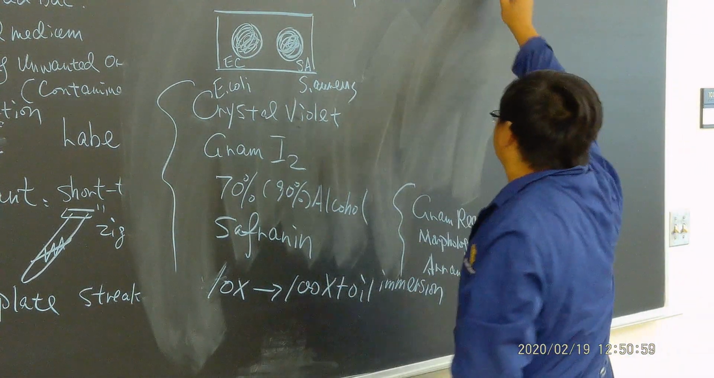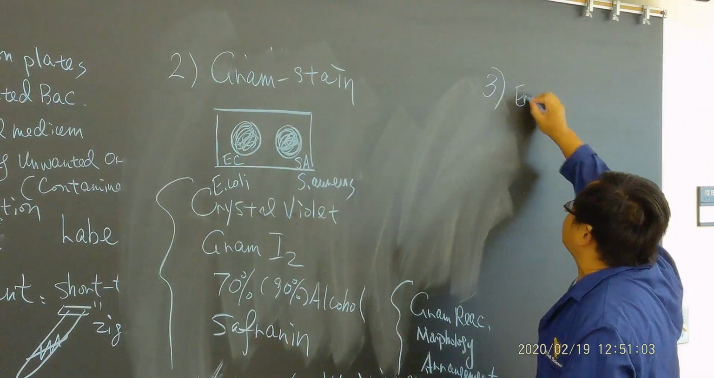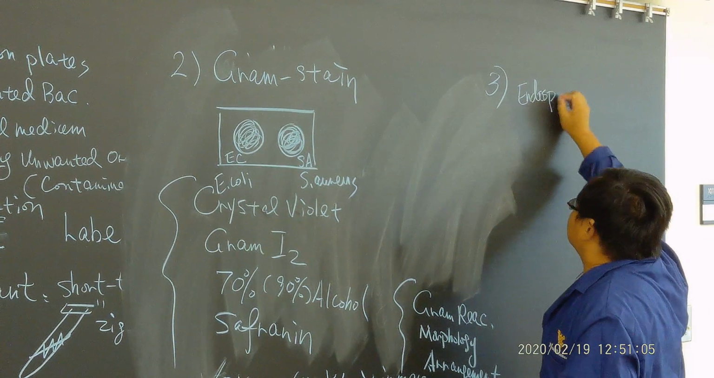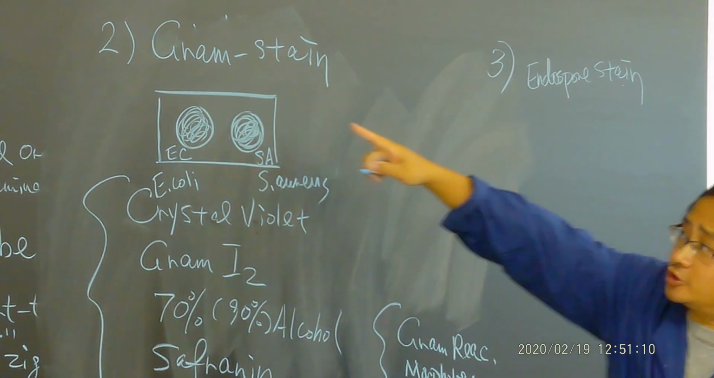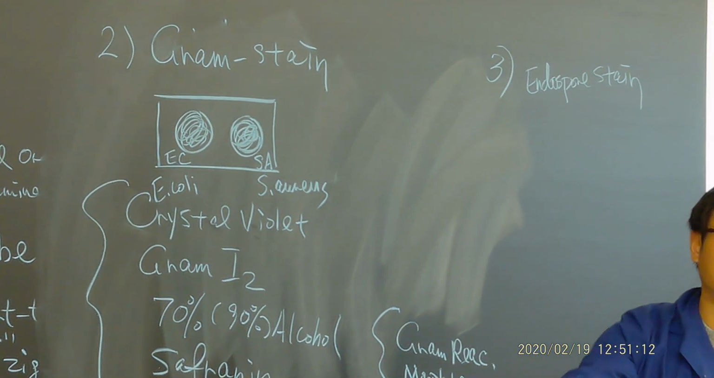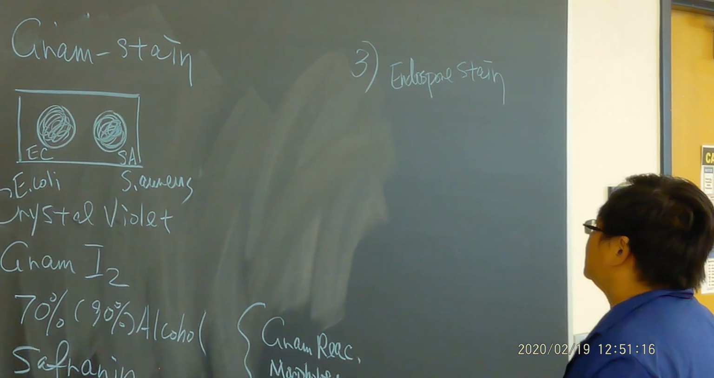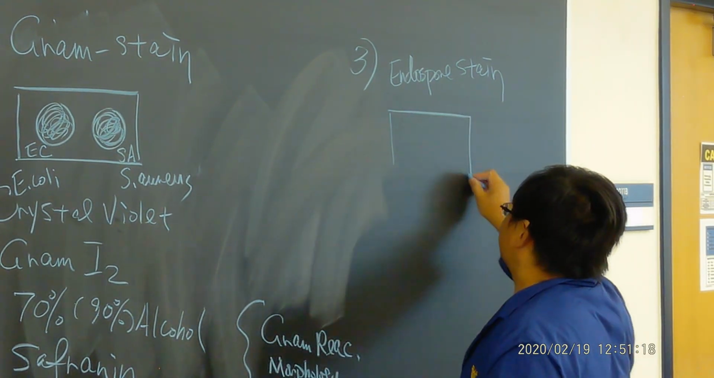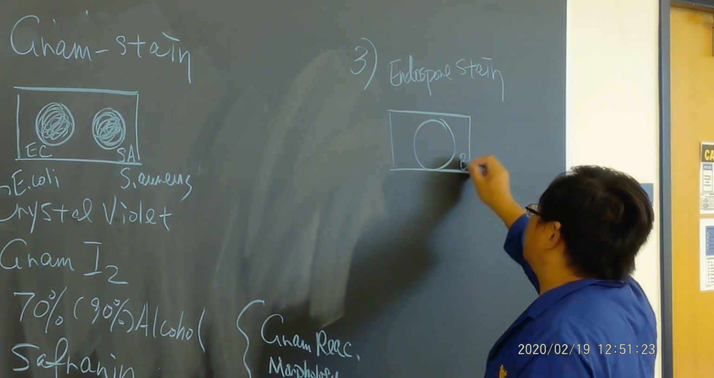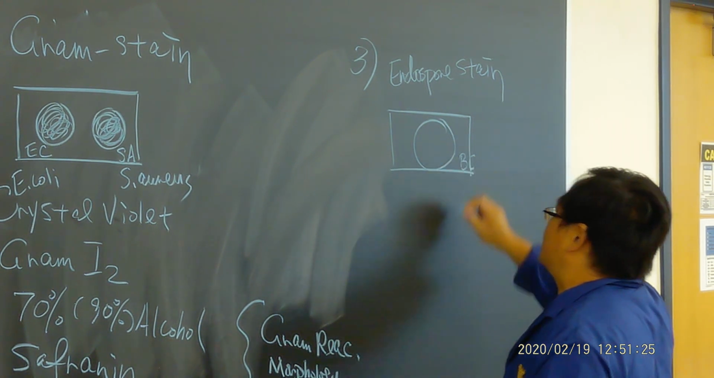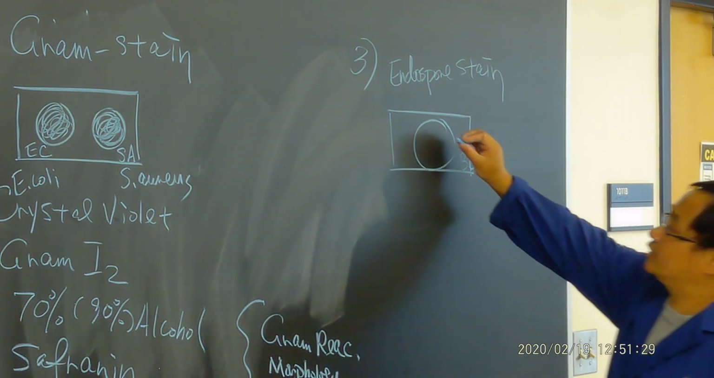Okay, now the third thing, you're going to grab another slide. We will do the endospore stain. When you finish the Gram stain, just leave the glass slides there, then go ahead and do the endospore stain, and go back to do the observation. For the endospore stain, we will use the same smear preparation. We are only going to do one: Bacillus subtilis, or Bacillus cereus, or BC. Bacillus cereus. Same thing, you make a smear.